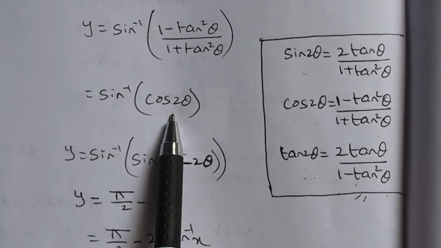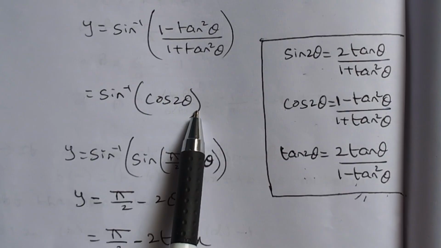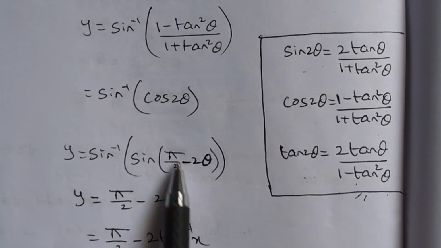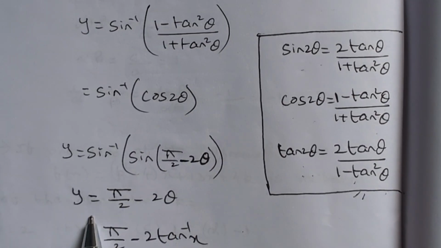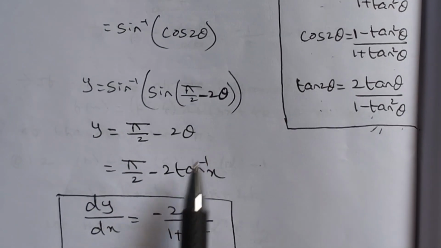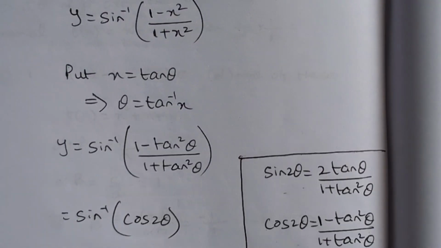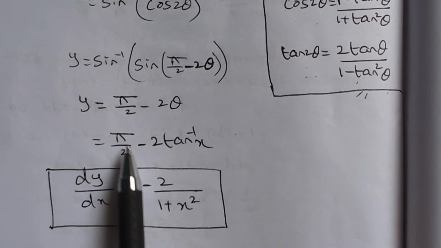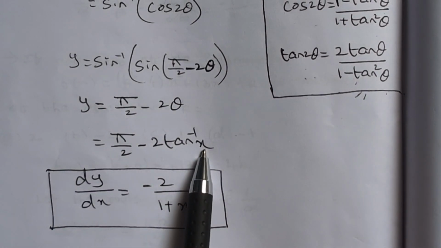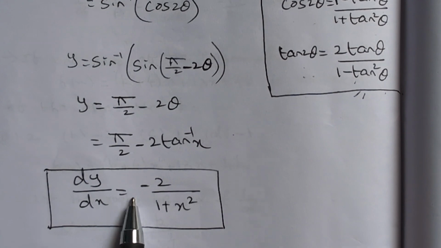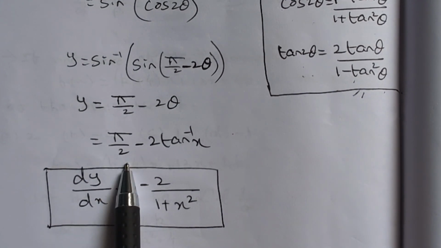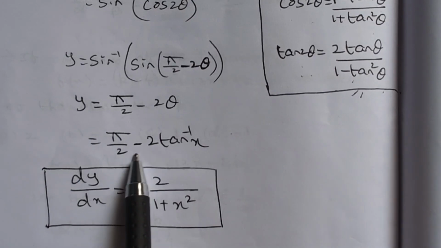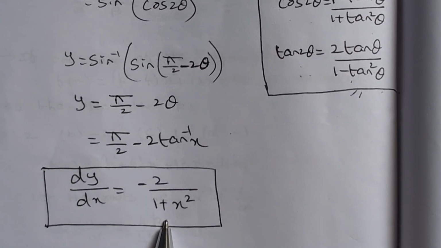Now we need sin here, so use the complementary angle. Cos theta is sin of 90 minus theta. So y equal to sin inverse cos 2 theta can be written as sin inverse sin of pi by 2 minus 2 theta. Now y becomes pi by 2 minus 2 theta, and what was theta? Tan inverse x, because we put x as tan theta. So y is pi by 2 minus 2 tan inverse x. Now this can be easily differentiated. dy by dx: pi by 2 is constant, so its derivative is 0. The derivative of tan inverse x is 1 upon 1 plus x square. So dy by dx will be minus 2 upon 1 plus x square.